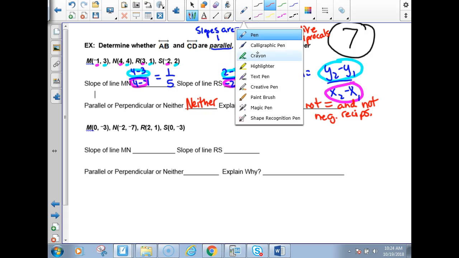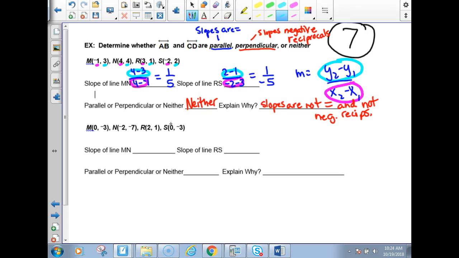Okay, so now we're going to do another pair of points, and we're going to figure that out the same way. So the y's go first. They're the second numbers in the ordered pairs. If you like to color, I'm just trying to be consistent with what I talked about yesterday. If you don't need to, more power to you.